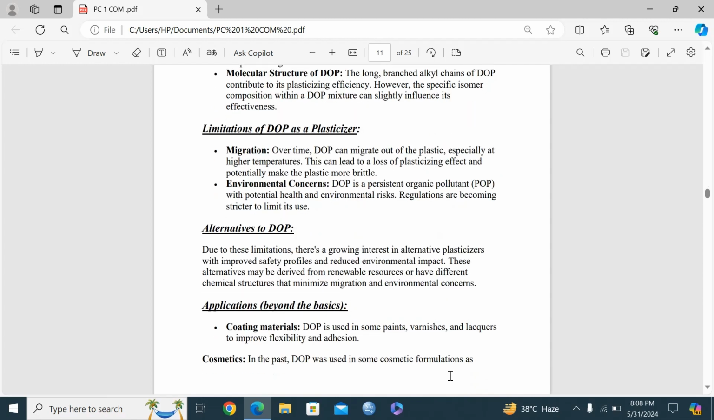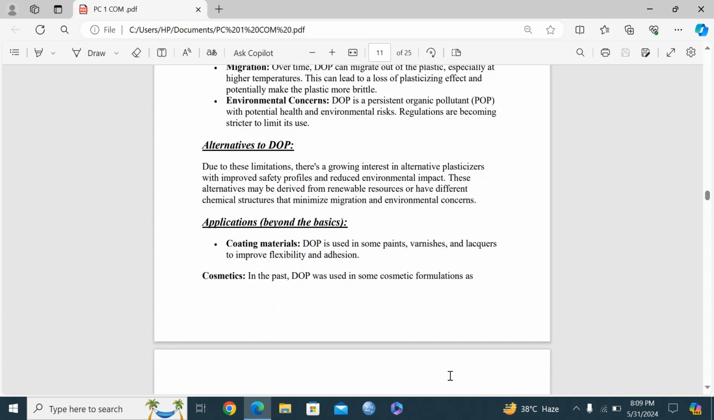Limitations of DOP as a plasticizer. Migration. Over time, DOP can migrate out of the plastic, especially at high temperature. Environmental concern. DOP is a persistent organic pollutant with potential health and environmental risk. Regulations are becoming stricter to limit its use. Alternatives to DOP. Due to these limitations, there is growing interest in alternative plasticizers with improved safety profile and reduced environmental impact that minimize migration and environmental concern.